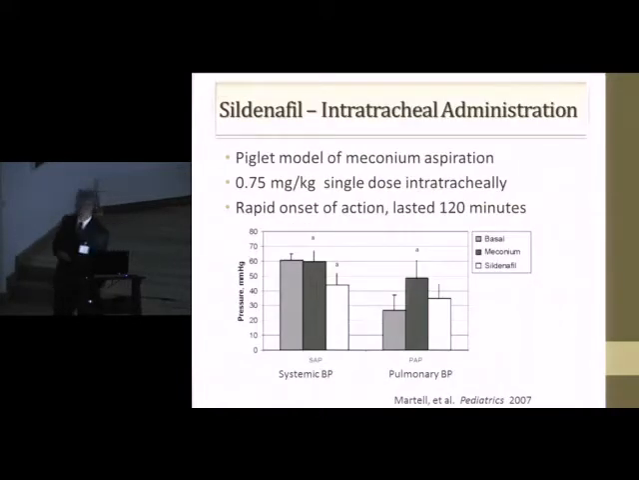Is there any other way to give sildenafil? Well, if you want it to be a selective pulmonary vasodilator, maybe you can give it intratracheally. And so in a piglet model of meconium aspiration, they gave a single dose intratracheally, and indeed they had a rapid response. The white bars here show a drop in systemic blood pressure, as well as pulmonary blood pressure. So even though it was given intratracheally, at least in this piglet model, you did have pulmonary vasodilation, but you also had a drop in systemic blood pressure as well.